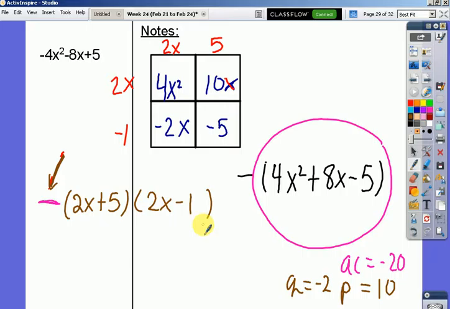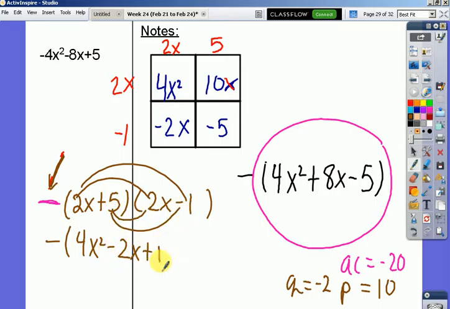And then again, if you do the distributive property, you can see that that's what you get with that negative out front. So you will get a 4x squared minus 2x plus 10x minus 5. So you have the negative out front, you have 4x squared plus 8x minus 5, which is what we wanted, right? Okay. That's the box method.